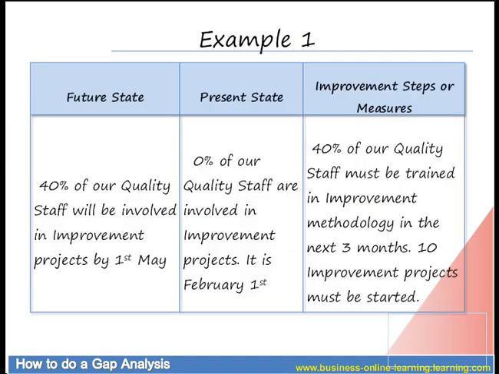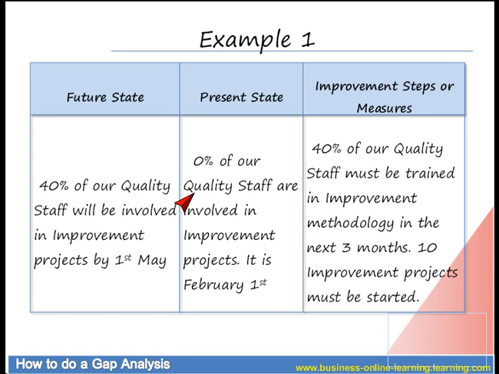Here we have an example. We've put it into a table form for you, where we look at your future state, compare it to your present state, or vice versa, and then decide on how this gap is to be bridged using improvement steps or measures. For example, if in the future we would like to have 40% of our quality staff involved in improvement projects by the 1st of May, we look at the present state where 0 of the quality staff are involved in these improvement processes or projects.